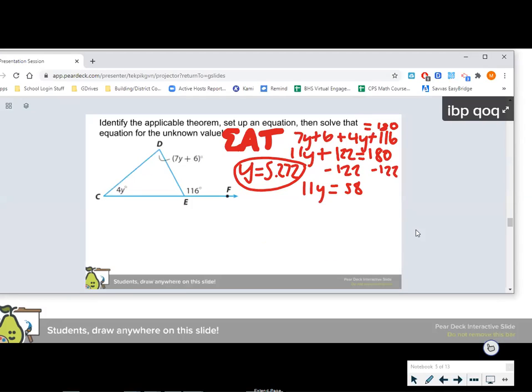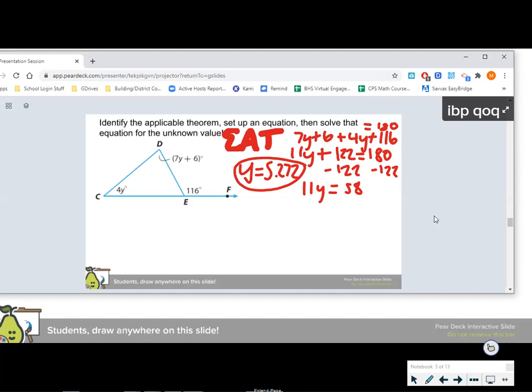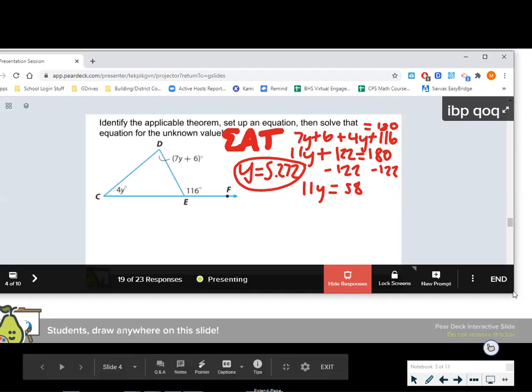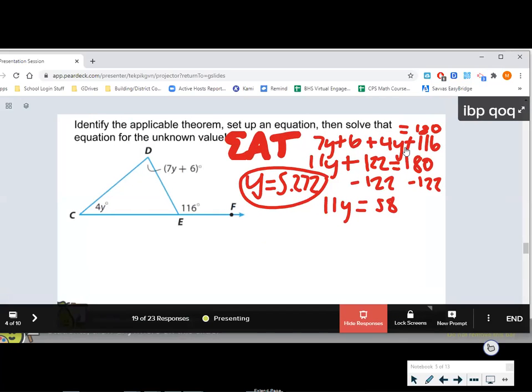Can everyone see the screen I'm sharing that's written in red? Yes. Okay. Can we all take a moment? This is actually an incorrect response. Can we give this person some advice about what they did incorrectly and what they need to do in the future to get the answer correct? They were using the equation for the triangle sum theorem. No, it shouldn't be set equal to 180. The 7y plus 6 plus 4y should be equal to 116.